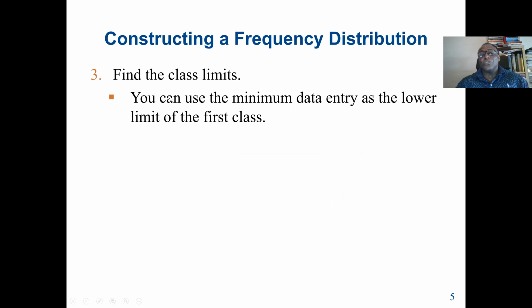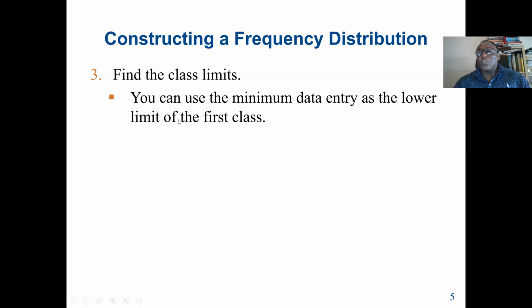Then the third step, we have to find the class limits now. So it's up to us. The most common way of doing this is to use the minimum data entry, the lowest value, as your lower class limit. So here they say you can use the minimum data entry as the lower limit of the first class. Or, let's say if the minimum value is 7, I can decide to use 5. If I know the class width is 5, and I want to get classes from 0 to 5, from 6 to 10, in this case, instead of starting with the minimum value of 7, I may start with 5.